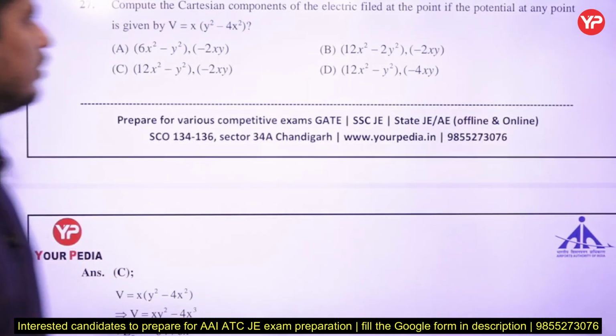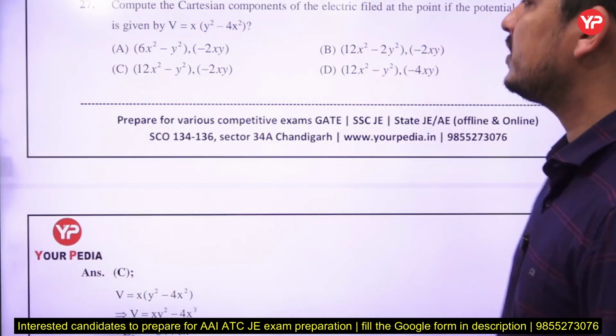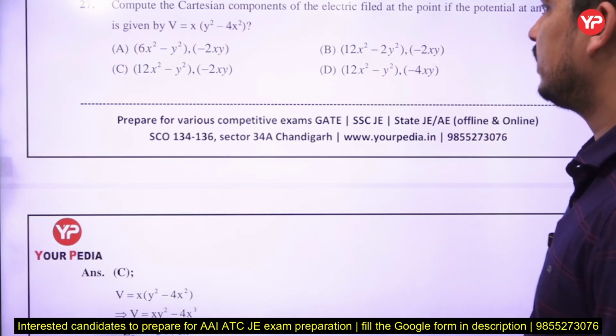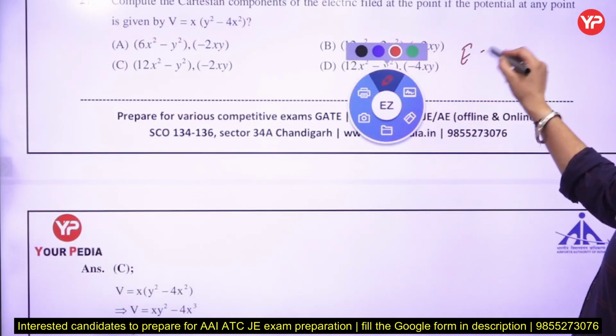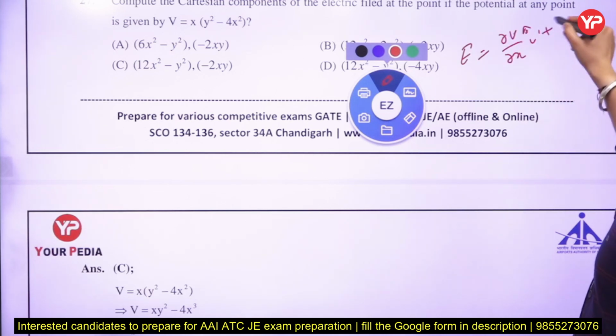Compute the Cartesian components of the electric field at a point from the potential at any point. Potential is given to you, you have to calculate the electric field components. So electric field is what? Remember, what is the relation between electric field and potential? That is minus del V over del x i cap, minus del V over del y j cap.